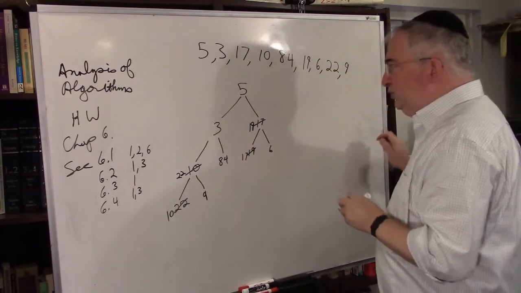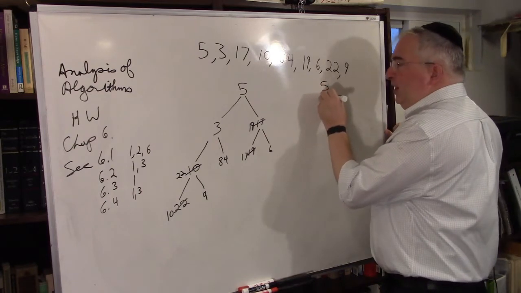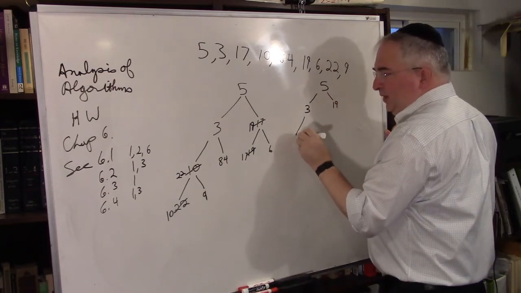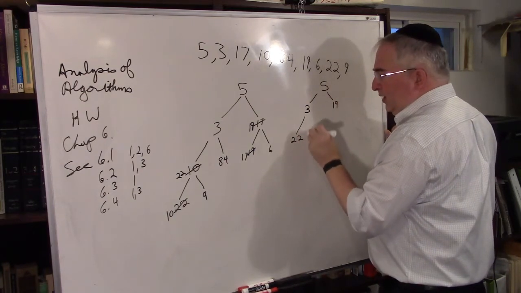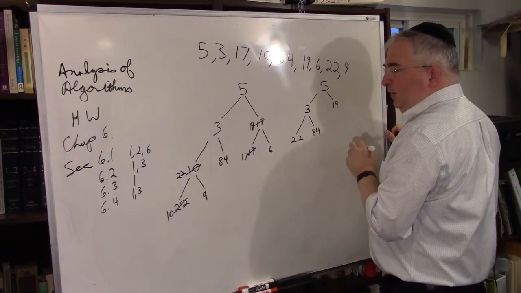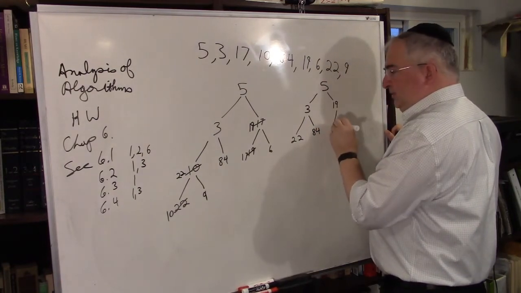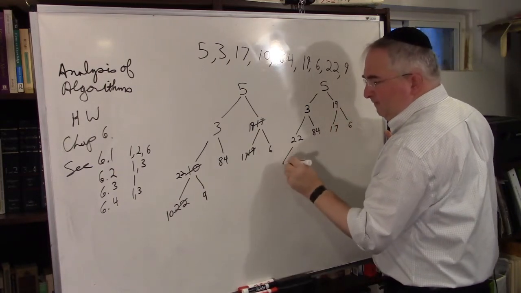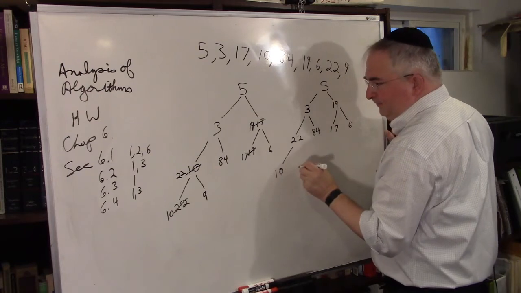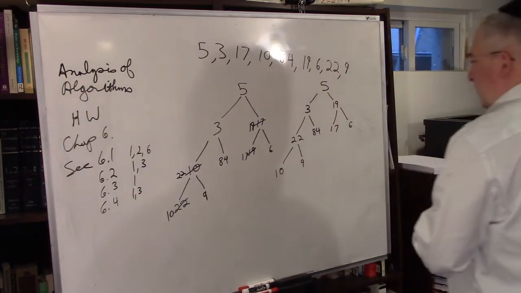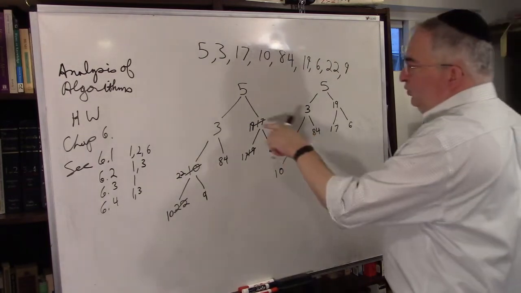Okay, let's just rewrite 5, 3, 19. This is 22, 84. This is 17, 6, 10, 9. Okay, and now we're up to here.